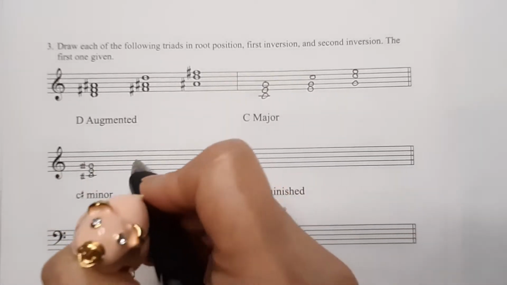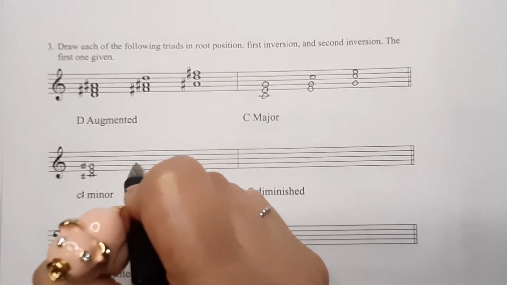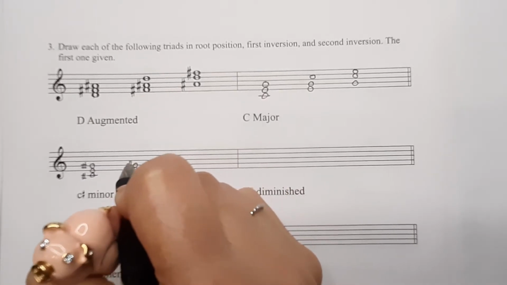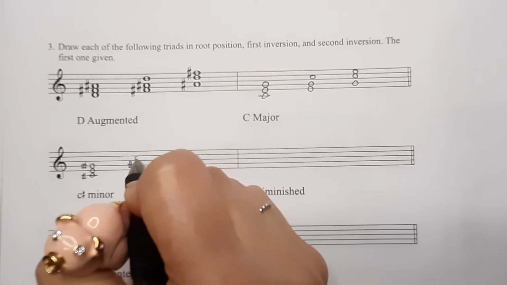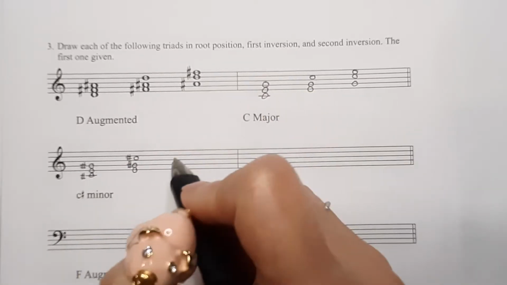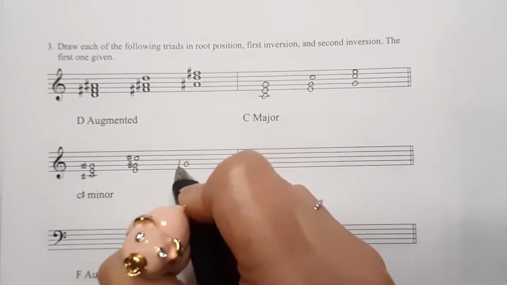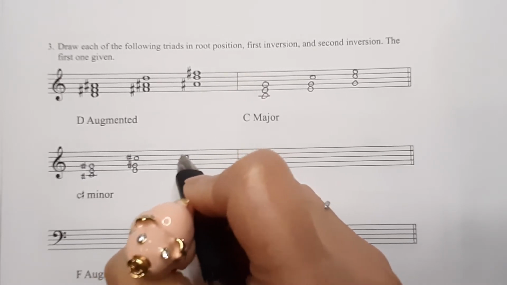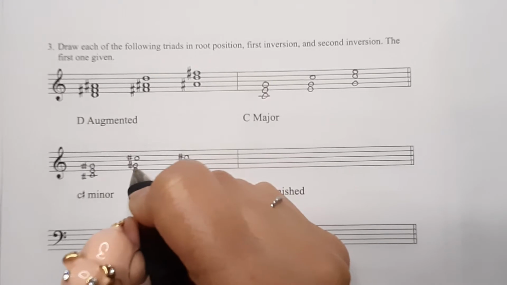Can you do the first inversion now? Keep the upper two notes, E and G sharp, and bring the C sharp to the top. That's the first inversion. How about second inversion? You want to keep the C sharp and G sharp and bring this E to the top.